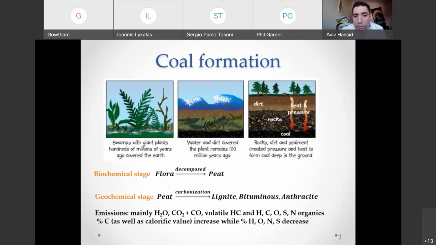During this stage, there is an emission of water, CO2, CO, and other volatile hydrocarbon and organic matters. Also during this stage, there is, of course, an increase in the carbon percent, as well as the calorific value, while the percent of the hydrogen, oxygen, nitrogen, and sulfur decrease.